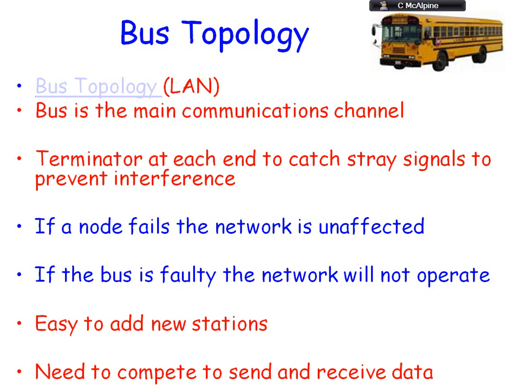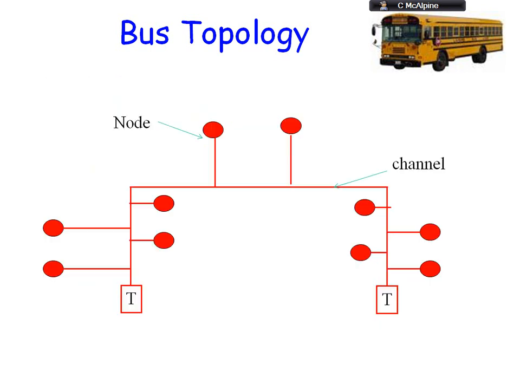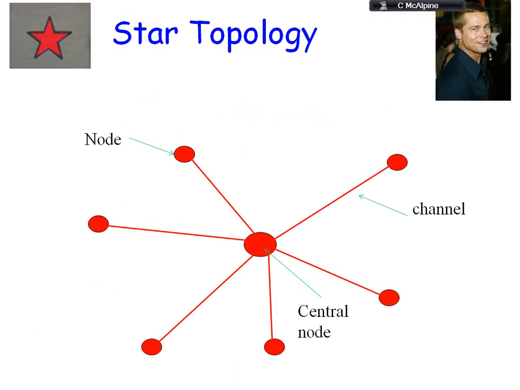And again, you can do a bit more reading about how the nodes need to compete to send and receive data. If you just picture this main channel as carrying all the data, so if there's data already on there and this node tries to send data on the network, it's a bit like turning out into a busy junction. You've got to wait until there's space to put your data onto the network. So that's a bus topology. The next one is a star topology.